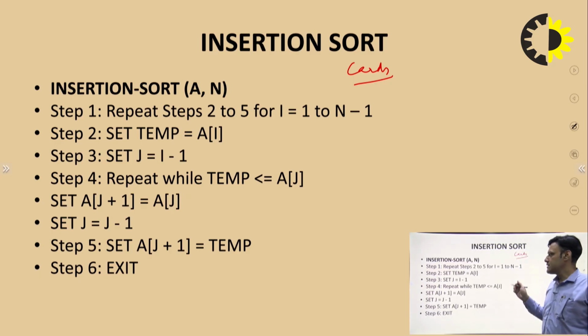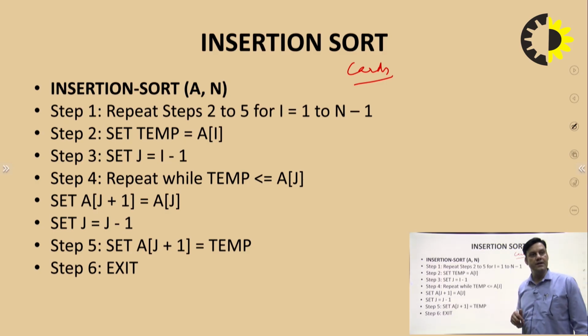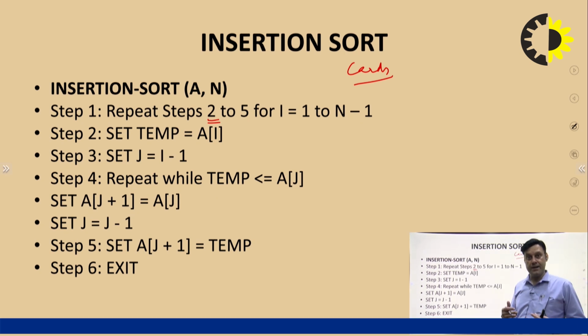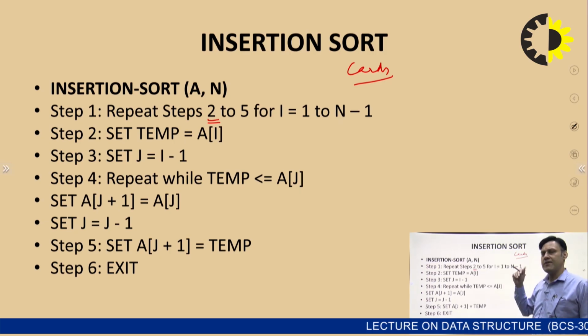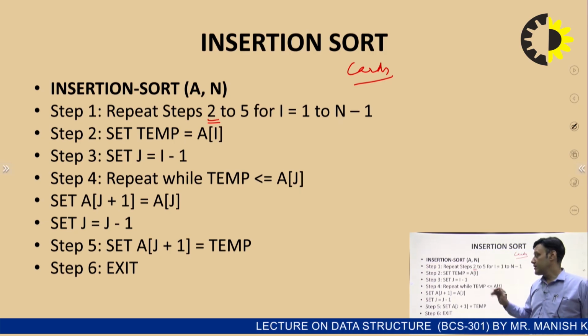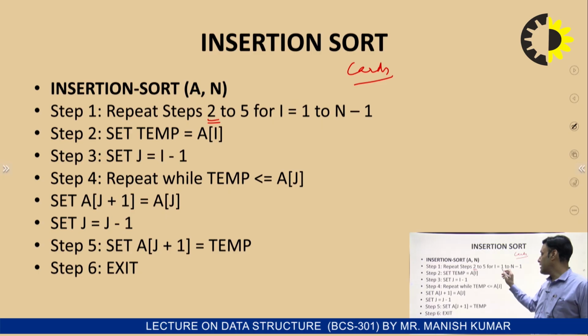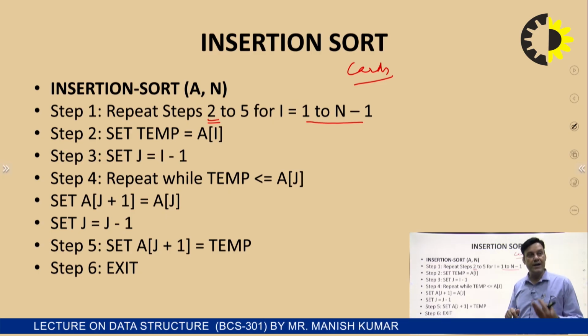So you can see the algorithm that is written here. I have started a loop from 2 to 5 because one card is already in my hand, right? One card is already in my hand, so I have started the loop from 2. For example, we have 5 elements. Sorry, these are the steps, right? For 1 to n minus 1. So one card is already in my hand.